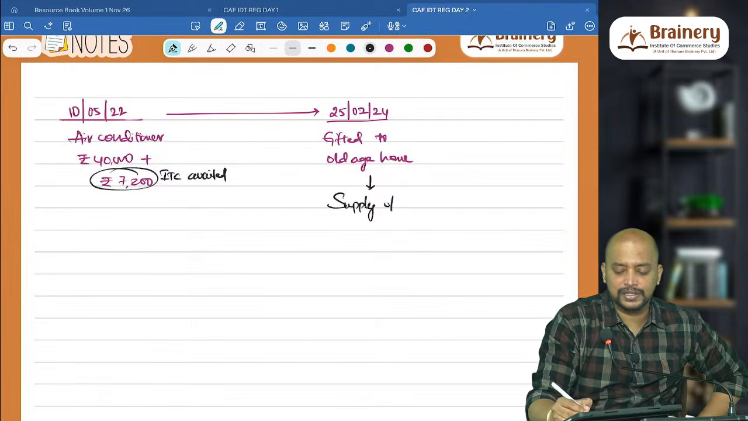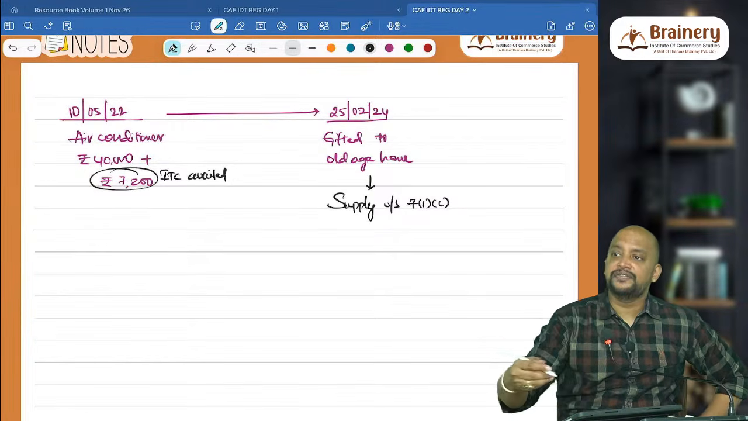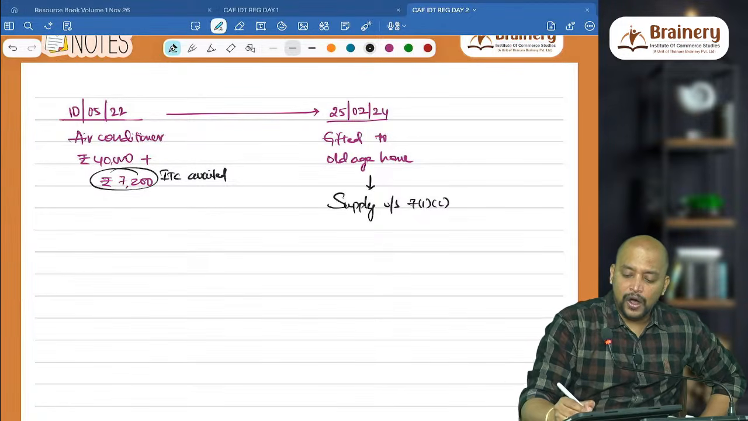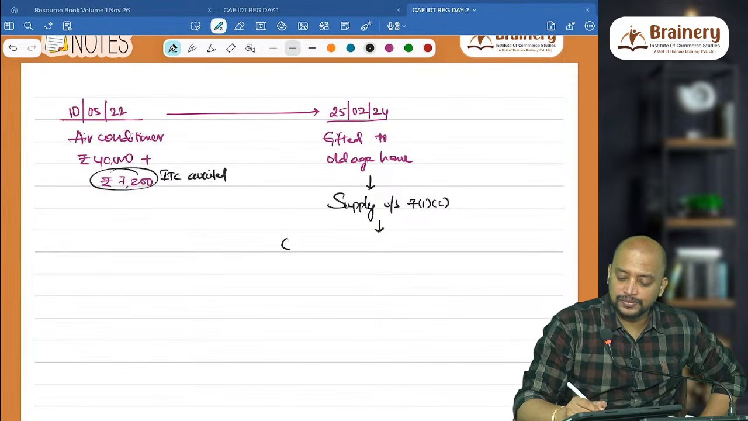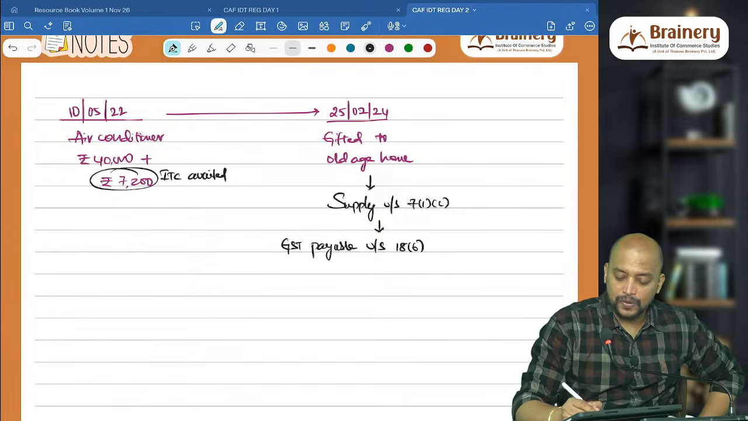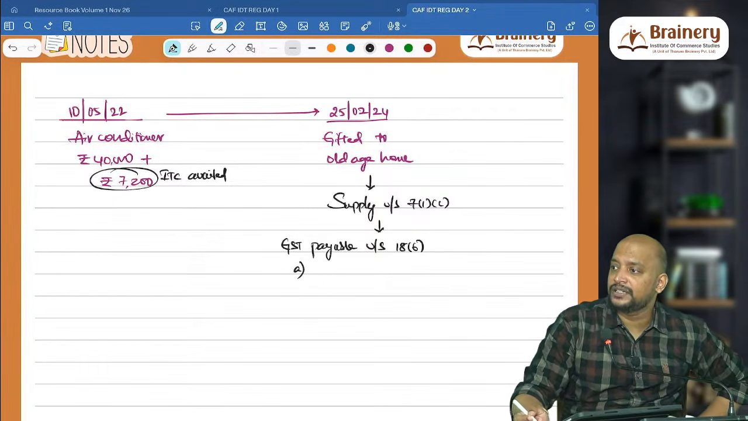Supply under section 7(1)(c) read with Schedule 1. Every time you refer to 7(1)(c), you have to write read with Schedule 1. How much will be the GST payable? GST payable under section 18(6). What is that? A, the ITC availed. How much is the ITC availed?